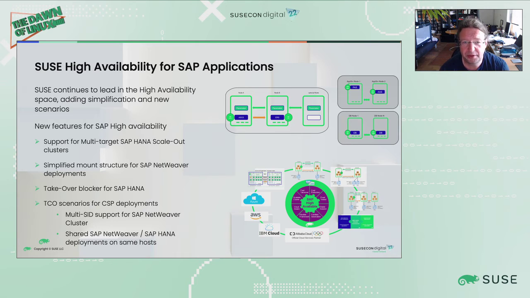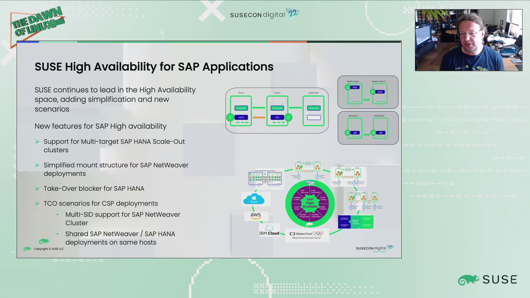Obviously, SUSE is very well known for high availability in the SAP space, and we've also done quite a bit of work here. SAP hasn't released a whole lot of new supported scenarios, but one scenario that we're going to look into in a little more detail is the HANA scale-out multi-target definitions. I'm going to cover this on the next slide in more detail. But from a HA perspective, we also worked on a simplified mount structure that we expect to be documented in a best practice soon.